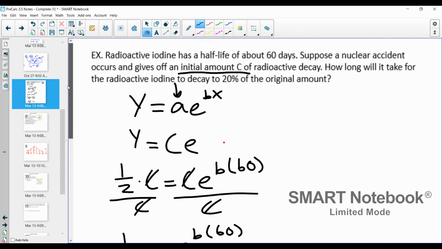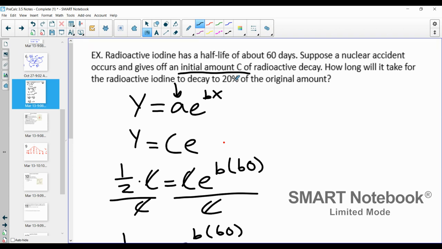And we're going to start with kind of a new one. We're going to plug in a B value that we figured out. We are going to use the same initial amount C. The only thing that we're going to change is, instead of 1/2, we want to find out about 20% of decay. So we're going to go from here.